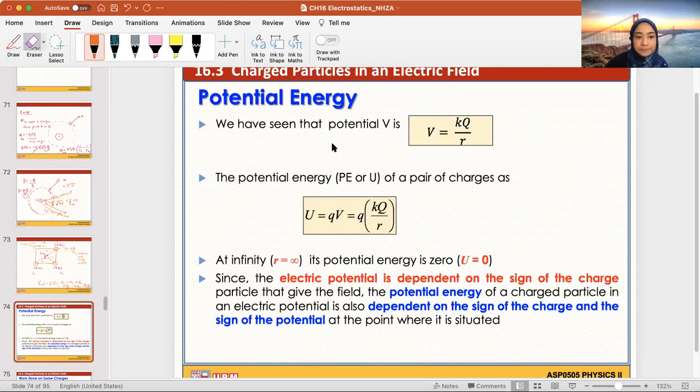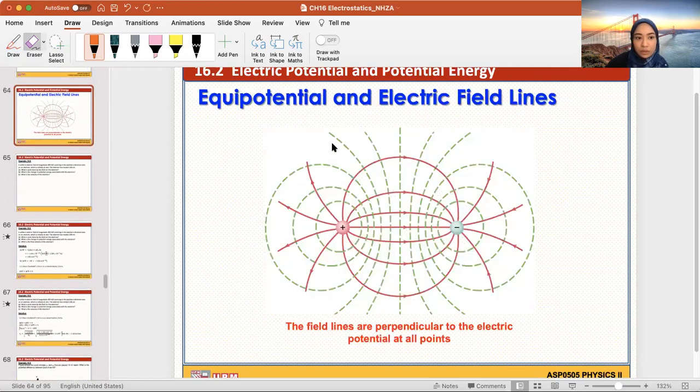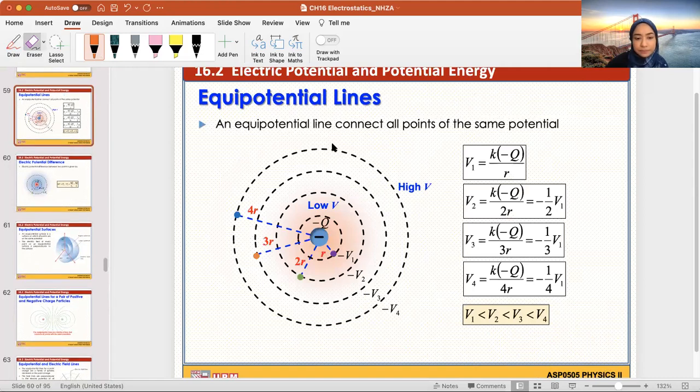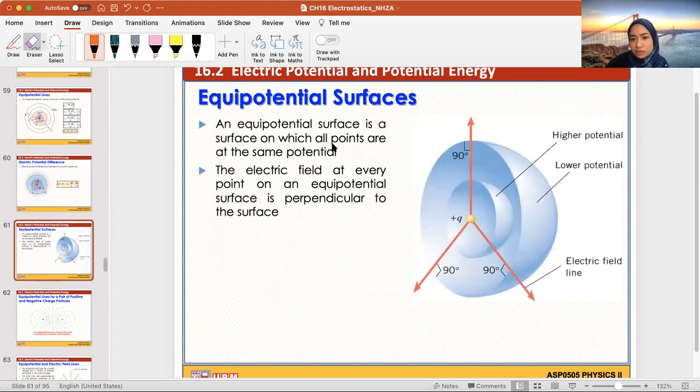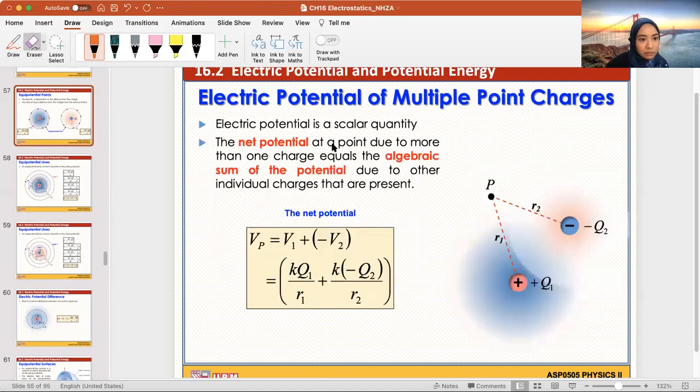Okay, what else did I miss? I think that's it. Oh, we also have equal potential surfaces, which is just the same as equal potential lines. I think it's a pretty easy concept for you to understand.